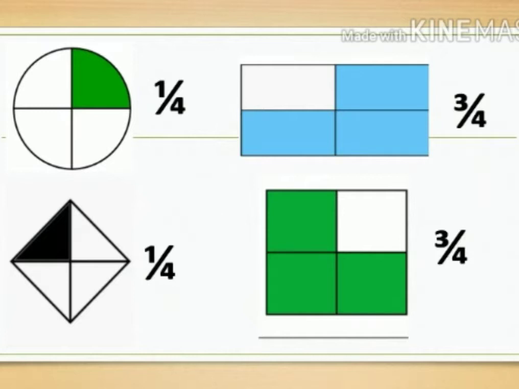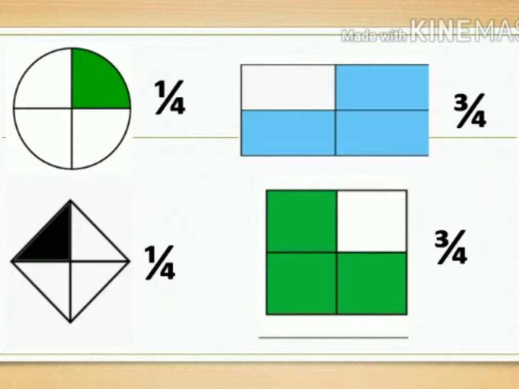What about the second shape? There are 4 equal parts once again, and how many are colored? 3. So 3 out of 4 equal parts are colored. So I can represent it as 3 upon 4 using fractions. What about the third shape, the diamond shape? There are 4 equal parts once again, and how many are colored? 1. So 1 out of 4 equal parts is colored. So I can represent it as 1 upon 4 using fractions.